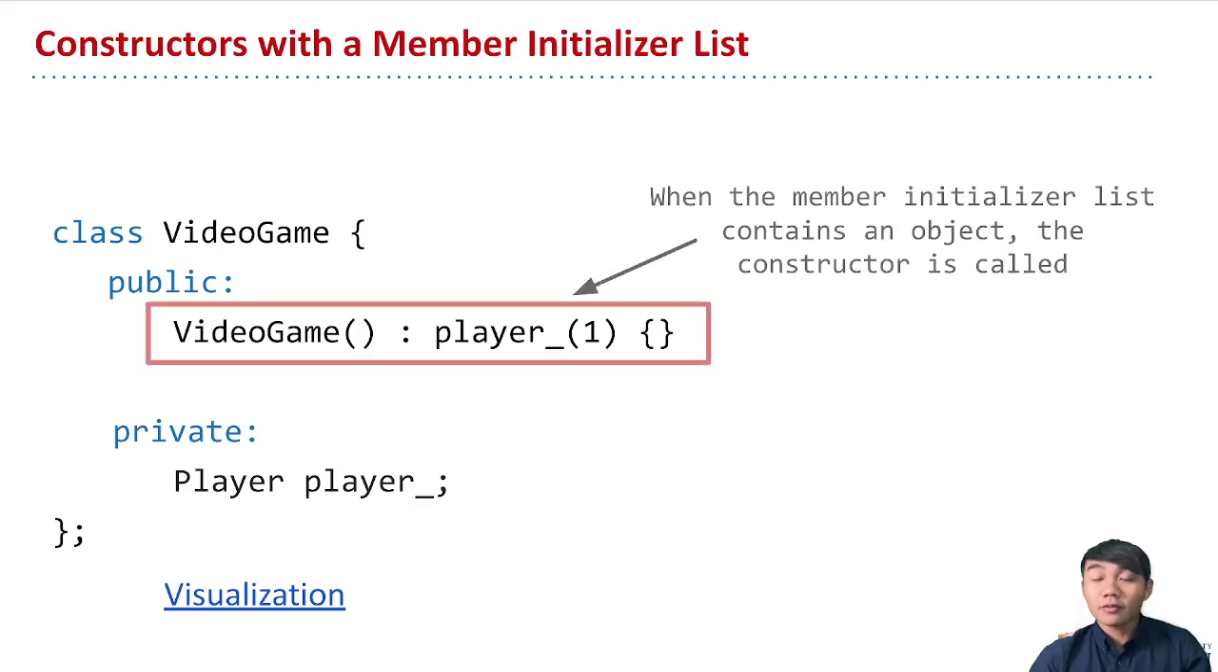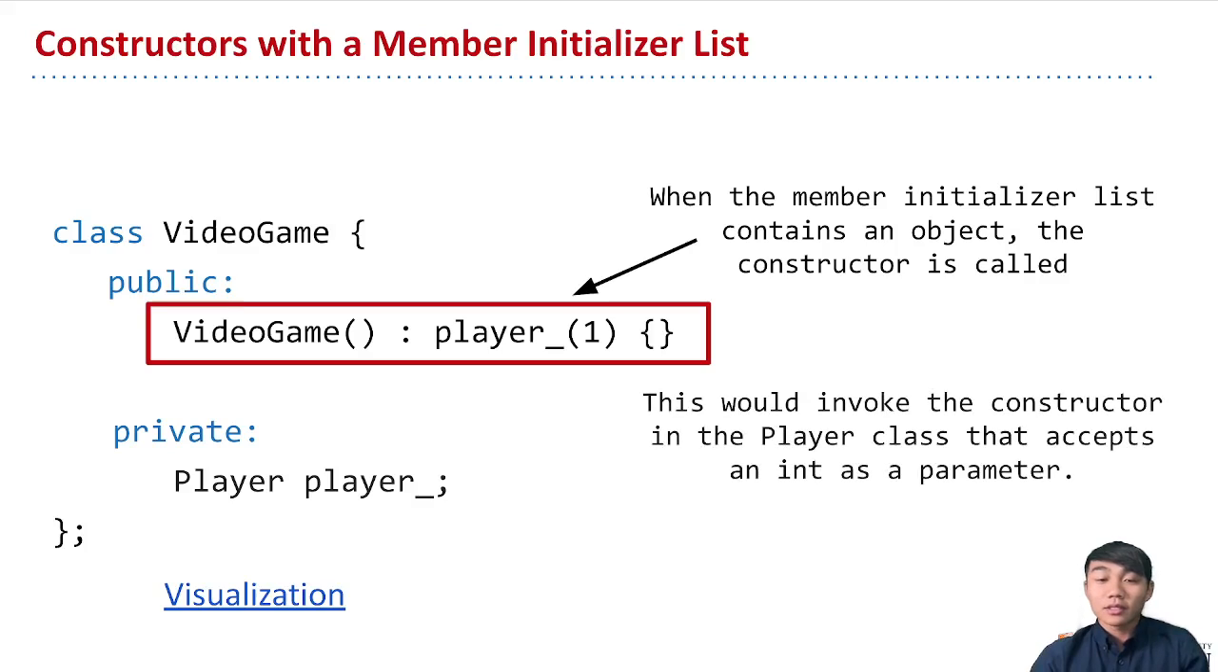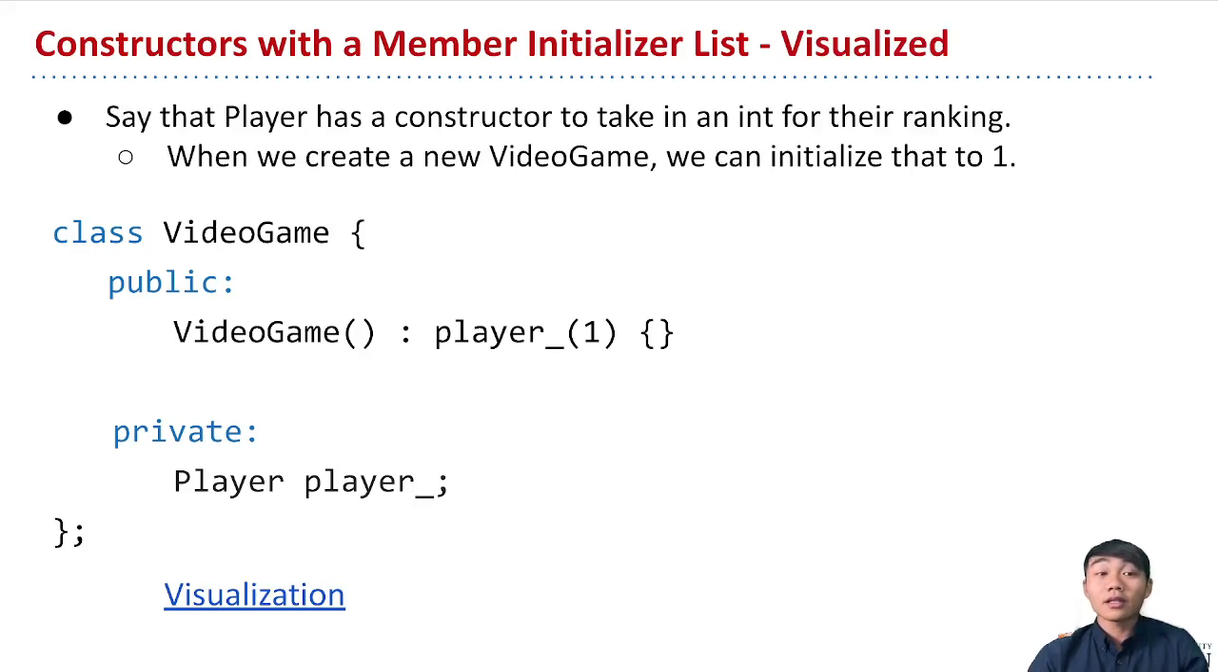So going back to here, when the member initializer list contains an object, it means that we're going to take whatever we put into the parentheses and we're going to call the constructor and pass those values into the constructor. So say that the player has a constructor to take an int for the ranking. That means when we use the member initializer syntax here, we're going to pass in the value 1. So to generalize this, when we initialize objects using the member initializer list, we just pass in whatever is captured within those parentheses into the constructor for that object.